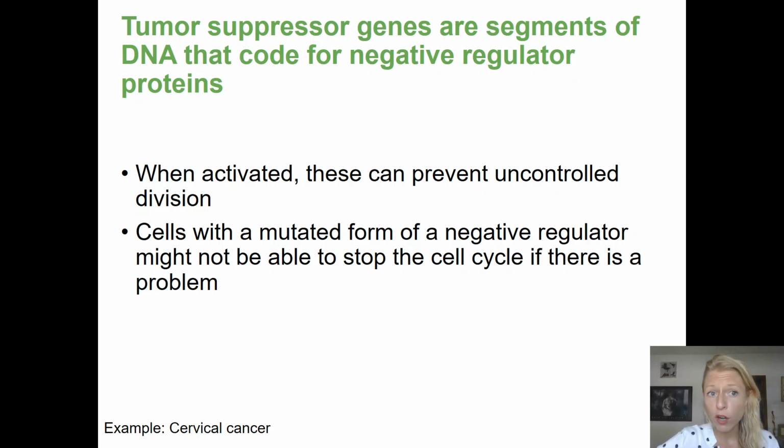There are certain what are called tumor suppressor genes that are segments of the DNA code that help to regulate. There are negative regulators for such proteins. So when these are activated appropriately, they can prevent uncontrolled division, but sometimes those regulators can get mutations, and then those can also cause cancer as well.